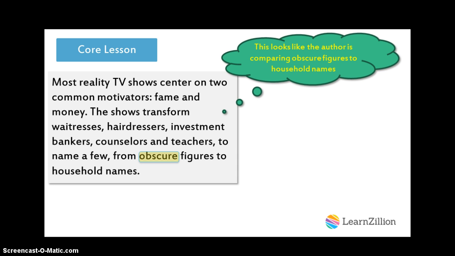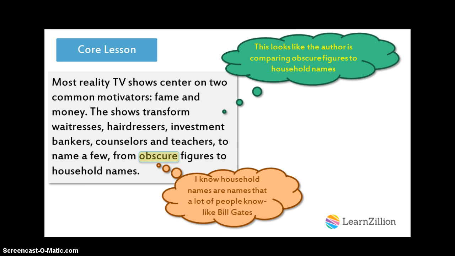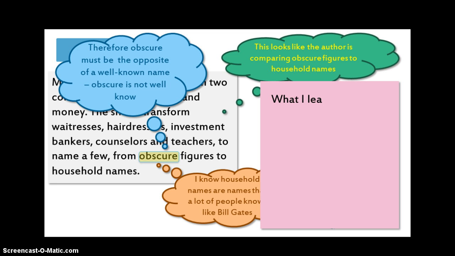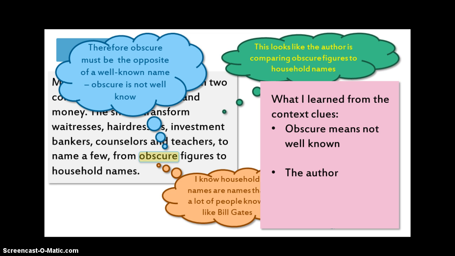I want to know what obscure means. This looks like the author is comparing obscure figures to household names. And I know household names are names of people that are famous or people know their names, like Bill Gates. Therefore, obscure must be the opposite of a well-known name. Obscure is not well-known. What I learned from the context clues: obscure means not well-known. The author uses antonyms in the context to tell the reader the meaning.